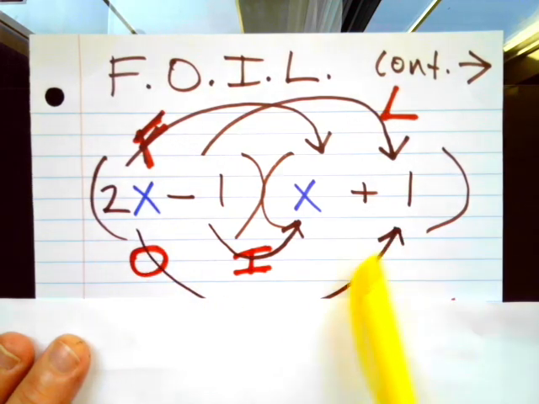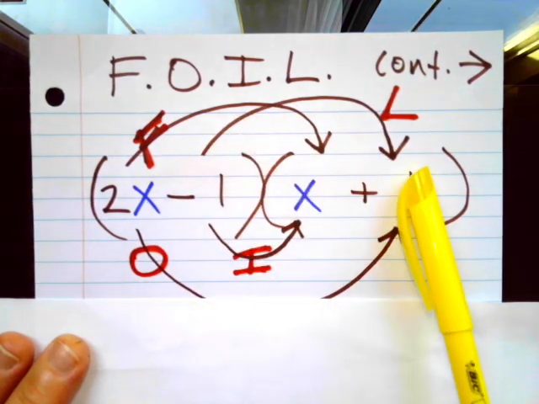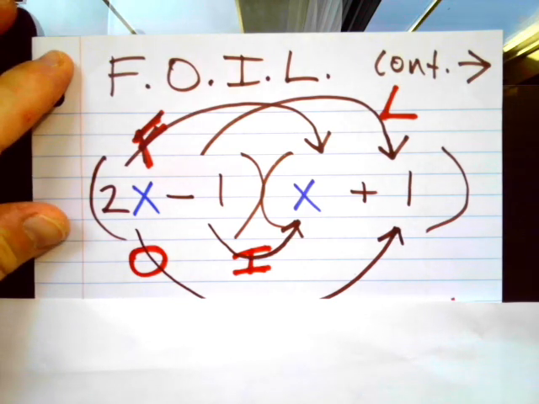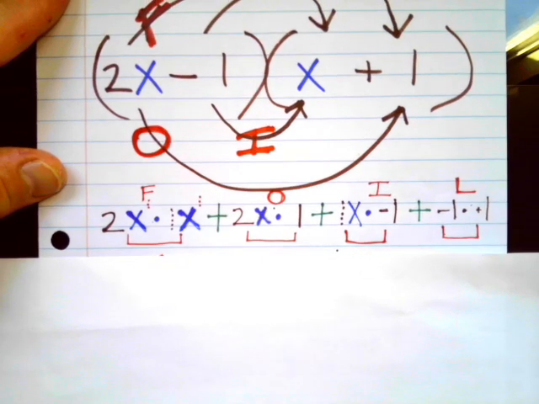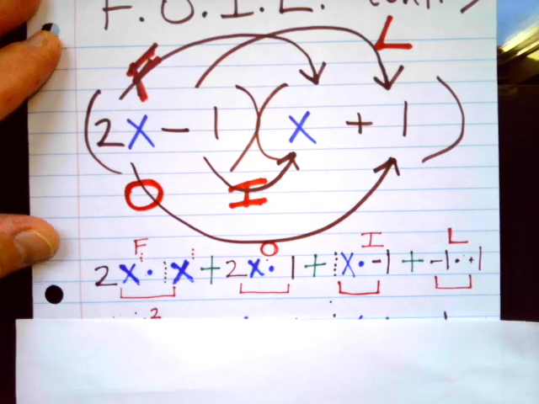Outer term times outer term, 2x times a positive 1. Inner term, negative 1 times x. And the last term is negative 1 times a positive 1. Again, I'm not trying to fool anybody. I'm using very easy, friendly terms. Okay? So I want to show this to you now.